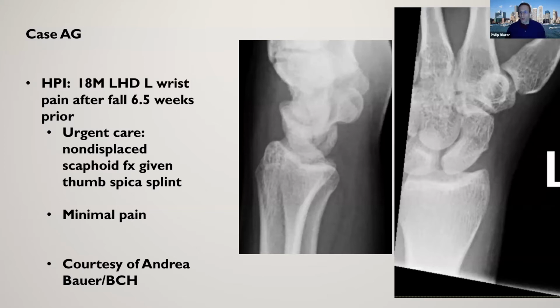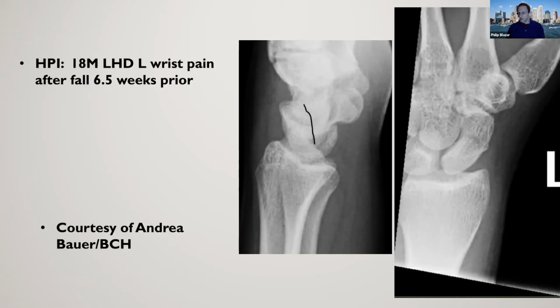So why don't we jump in and do a case. So this is AG. This is an 18-year-old young man who presented with wrist pain, as commonly happens, as Hill suggested, about 6.5 weeks after a fall. Initially presented to an urgent care center who diagnosed a non-displaced scaphoid fracture and gave him a thumb spica splint. The patient then subsequently presented to my colleague Andrea Bauer at Boston Children's with minimal pain. And these are the injuries on presentation, the X-rays on presentation.